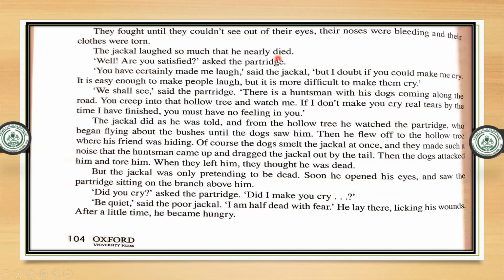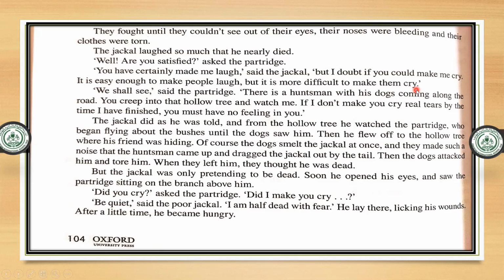Now, dear students, both people were fighting with each other, a severe fight. Their noses were bleeding and their clothes were torn, and the jackal was very happy. He laughed so much he nearly died. "Well, are you satisfied?" asked the partridge. "You have certainly made me laugh," said the jackal, "but I doubt if you could make me cry. It is easy enough to make people laugh, but it is more difficult to make them cry."